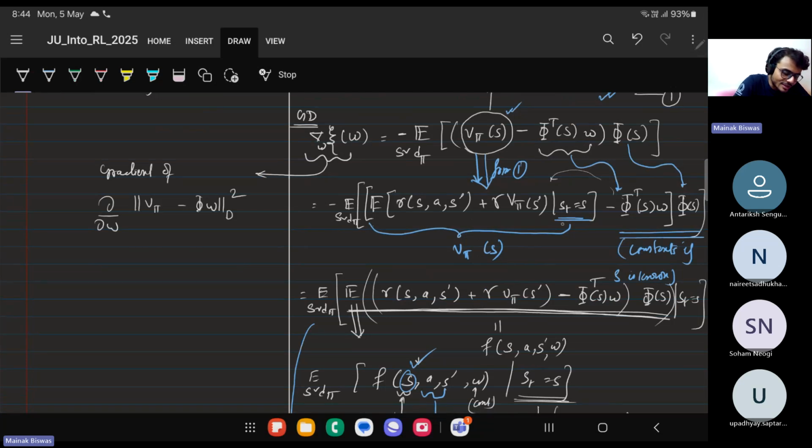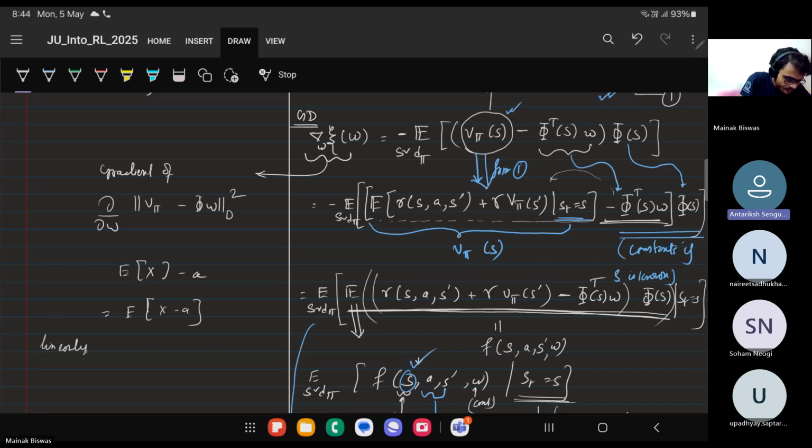So you have an expectation, yes or no? This is an expectation, right? So what am I doing? Expected value of X minus A. Can we not write this as expected value of X minus A by linearity of expectation? Yes, we can. This is the constant. So when it is a constant, I can just take this inside the expectation. Do you agree? By linearity.